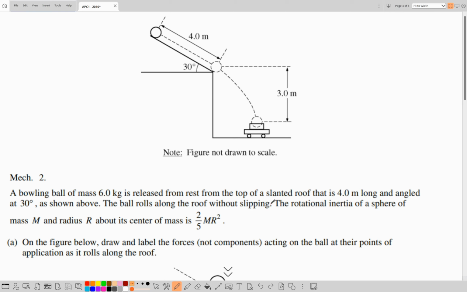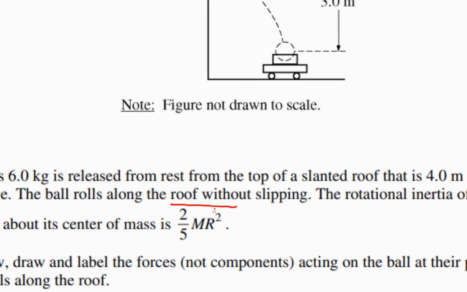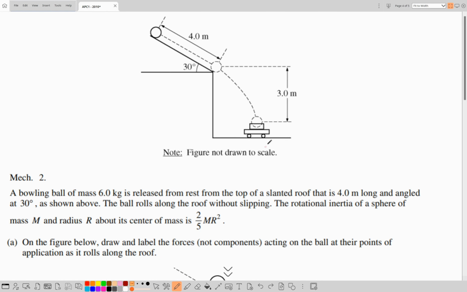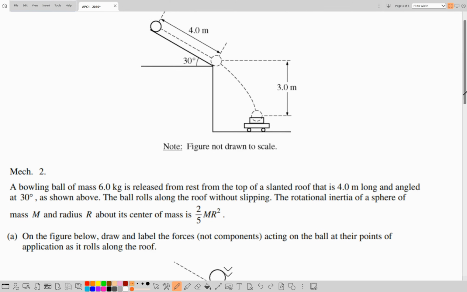The ball rolls along the roof without slipping, so this is very important, which means that rotational motion is completely related to translational motion. The rotational inertia of a sphere of mass m and radius r about its center of mass is given by 2/5 mr squared.